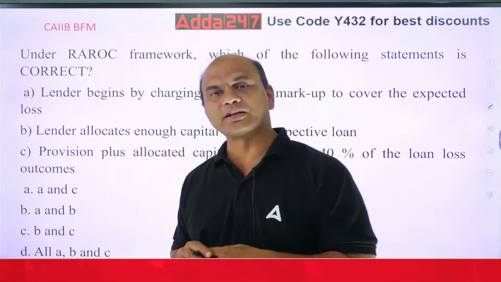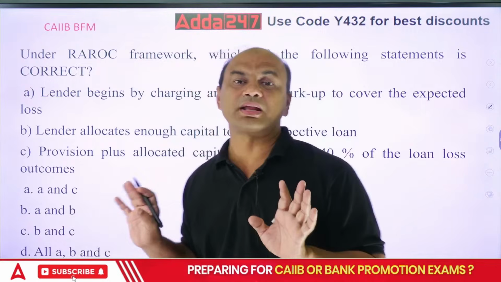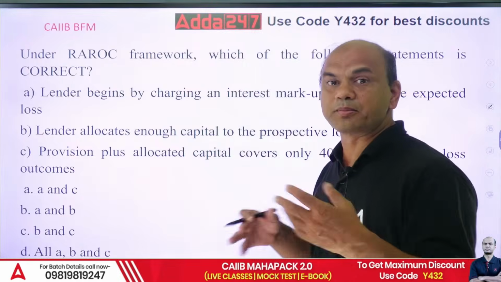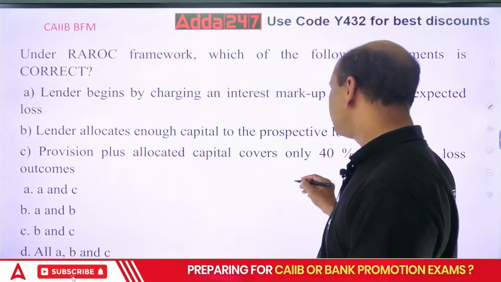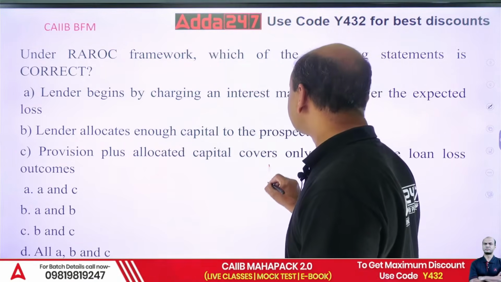So understand this, my ROC is what? 10%. I am getting returns of 10%. See, I'll show you over here. Too much hypothetical explanation doesn't work. So let's say my ROC, my return, was 10%.